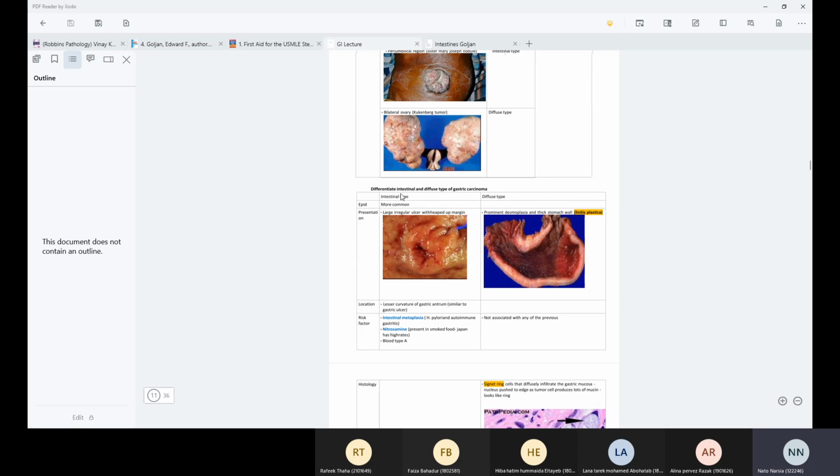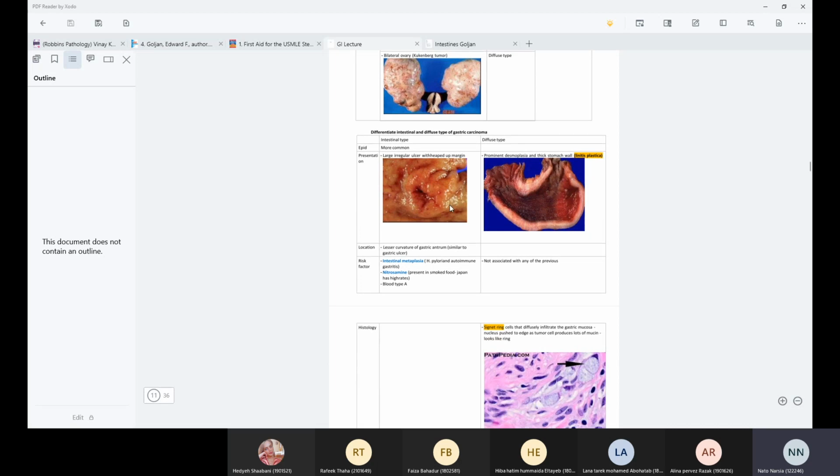Now, guys, differential diagnosis between intestinal and diffuse. You should make the differential diagnosis based on gross appearance, okay? I will ask you how they look grossly, how they look microscopically, and what the location and risk factors are. But gross and microscopic examination is very important. Gross picture you see here. Intestinal type is more common than diffuse type, but if the question is which is worse, diffuse type is worse.